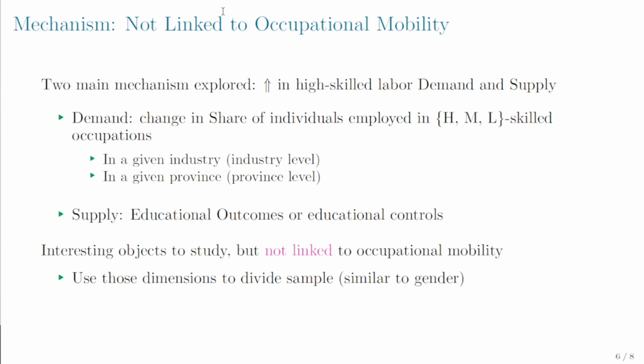The second one is the supply channel. Again, there were some results on educational outcomes or inclusion of these educational controls, but they were not really directly linked to the occupational mobility. So I think the paper would really benefit if you use those dimensions, which are really important, to put them together with the title of the paper. You could use those dimensions to divide the sample, similar to how you're doing it for gender, and see whether for different types or different levels of education, for example, there is an effect or there is no effect.